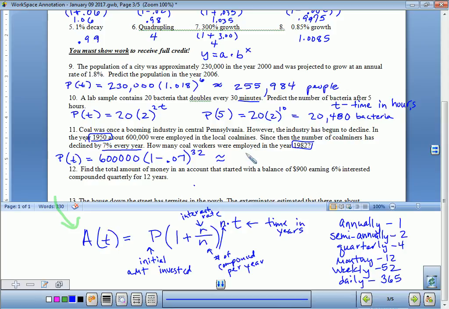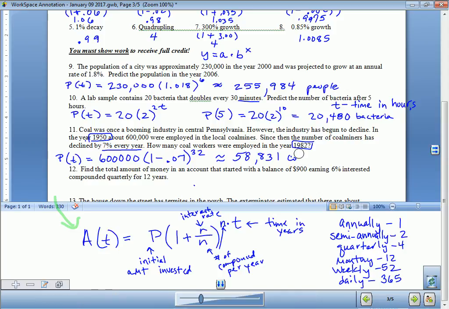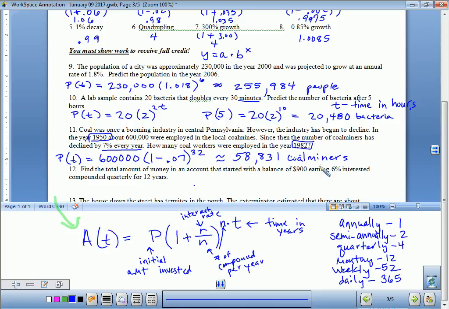It's decay, so you round up. 58,831, I trust them. It's decay, so you round up. So that's our number. That would be from our model what we would estimate the number of coal miners would have been in 1982.